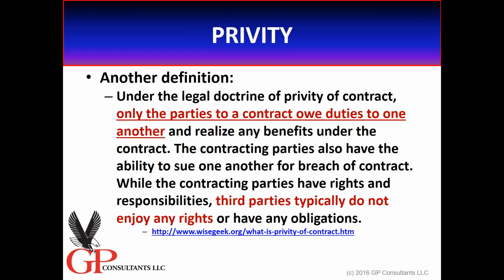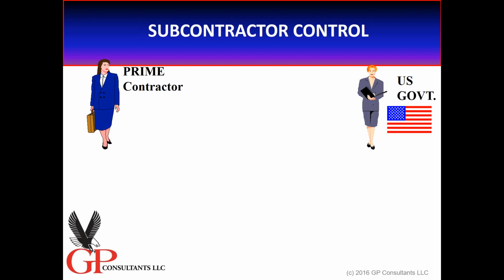Another definition from another web source: under the legal doctrine of privity of contract, only the parties to a contract owe duties to one another. All right, so understand that we have two parties here. If there's a third party, if you'll notice down at the bottom of the slide, third parties typically do not enjoy any of these rights or have any of the obligations. Please understand, when we're talking about privity of contract, the legal construct is between the government and the prime contractor. Let's show you that as an example for a moment.